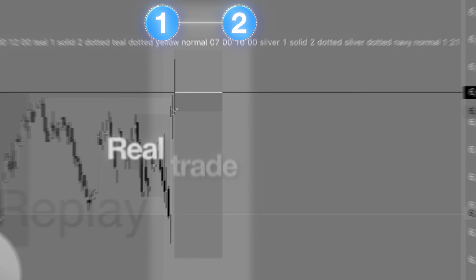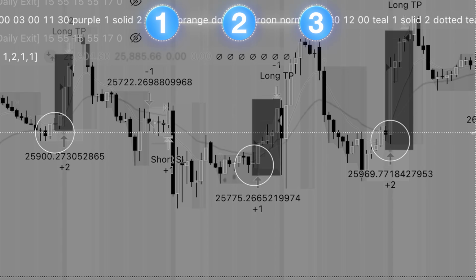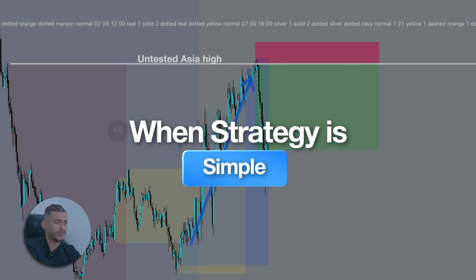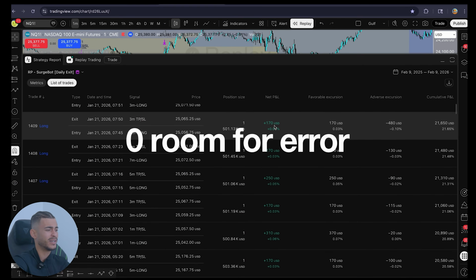I'm also going to show you real trade examples, and then I'm going to show you the backtest results to prove that this works. Now you might be wondering, why am I calling this foolproof? Because when a strategy is simple, there is absolutely zero room for error.